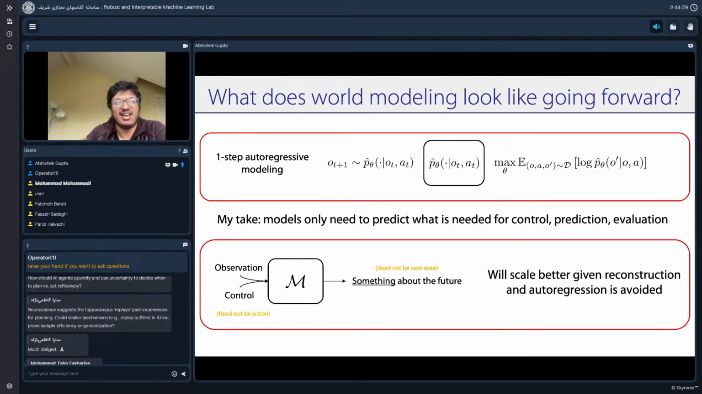And so I talked about two different methods. They're not the only methods, right? But what I'd like you to think about is whenever you're trying to design models or things that look like world models, they take in your observation, they take in something about control in the future, and they predict something about the future. But that control doesn't need to be action, that future doesn't need to be next state, and you need to predict what is necessary for decision making, right? So don't predict everything that you could predict necessarily. Predict what is necessary for decision making, and it'll scale better.